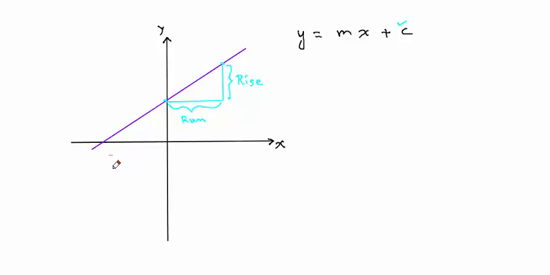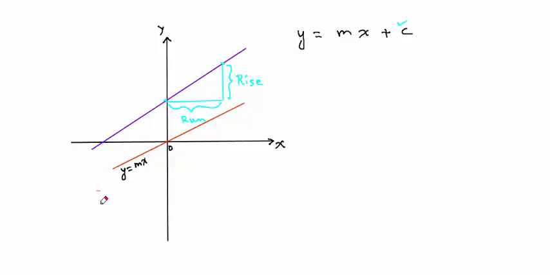A straight line that passes through the origin, or the point 0, 0, which is this point, has a y-intercept of 0. And therefore, the equation of such a straight line is always going to be of the form y is equal to mx. There's no c, or c is 0.